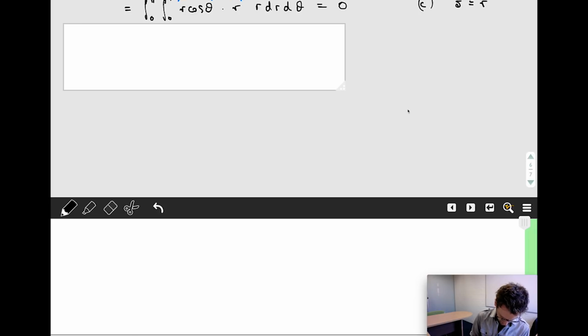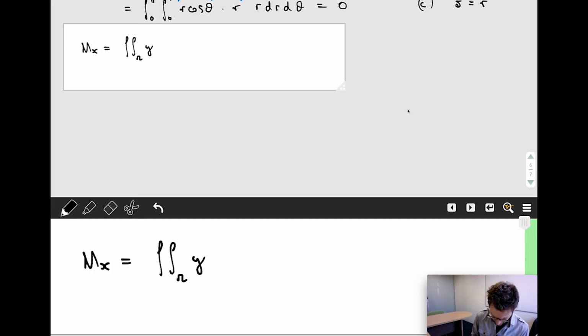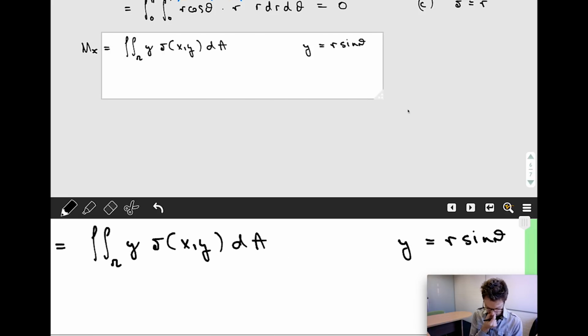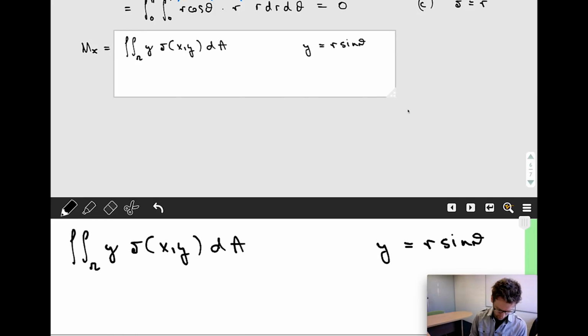We're looking for the first moment about the x-axis. It's going to be given by a double integral over the region of integration of the distance from the x-axis, so that's y, times delta xy dA. And we're going to be expressing everything in terms of polar coordinates, so we're going to be making use of y is equal to r sine theta, and we're also going to be making use of the fact that my density can be expressed in terms of polar coordinates.